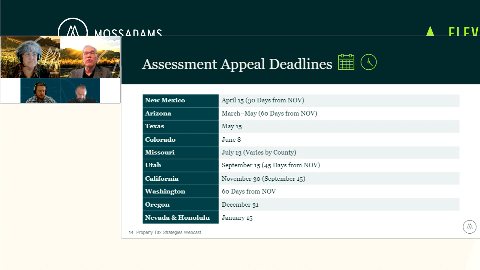What I described as far as the appeal process in Colorado is very similar in most of these states, where you have an opportunity to meet with the assessor, and then you have an opportunity to also go to assessment appeals boards if necessary.